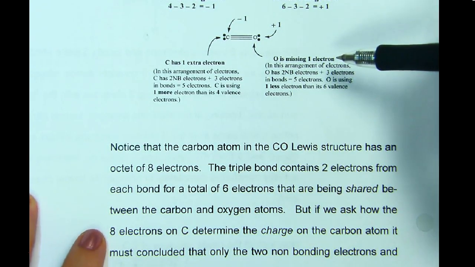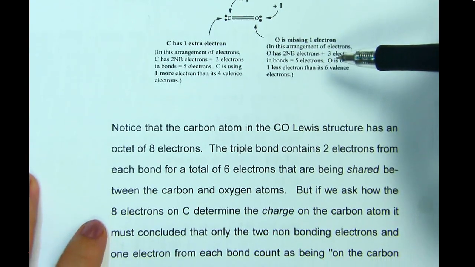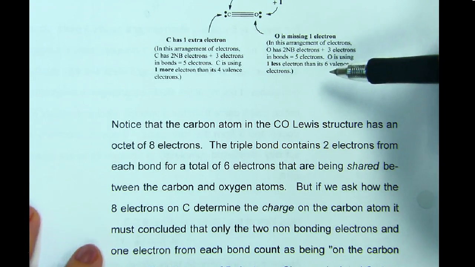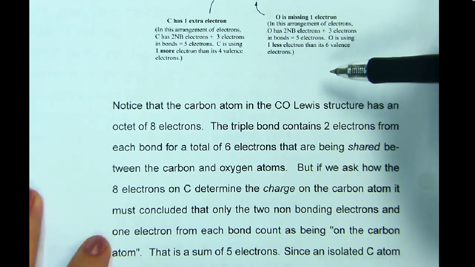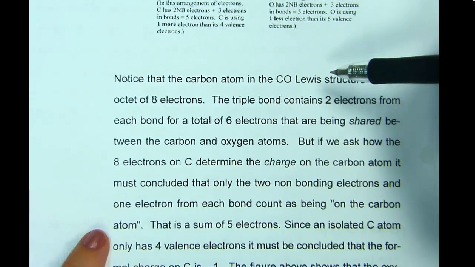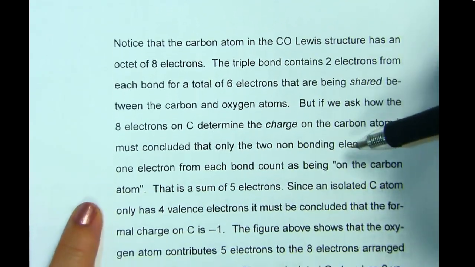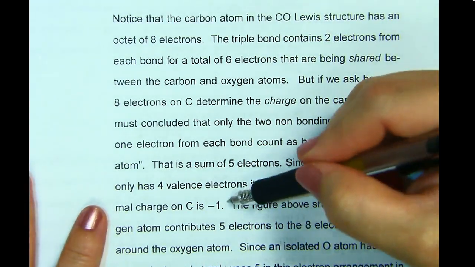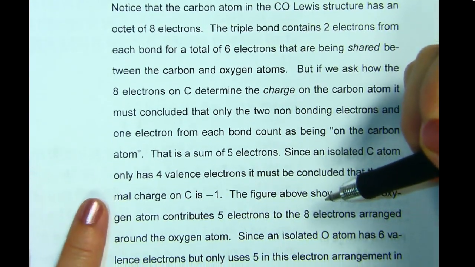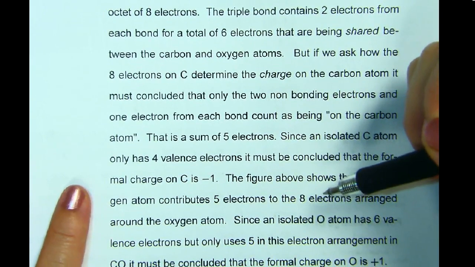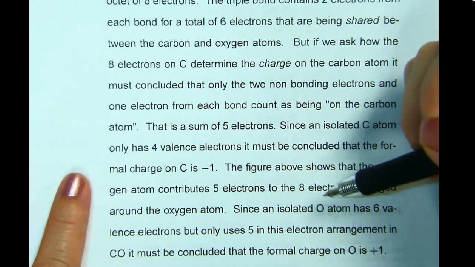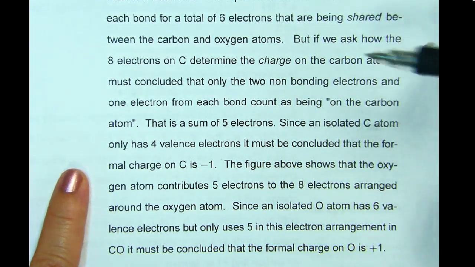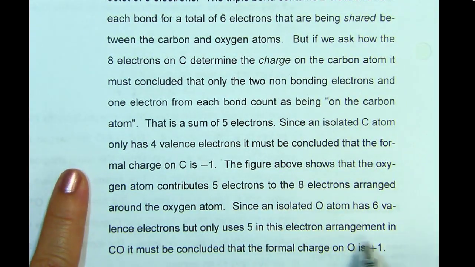But if we ask how the 8 electrons on carbon determine the charge on the carbon atom, it must be concluded that only the 2 non-bonding electrons and 1 electron from each bond count as being on the carbon atom. This is a sum of 5 electrons. Since an isolated carbon atom has only 4 valence electrons, the formal charge is 4 minus 5, which equals -1. The figure above shows that the oxygen atom contributes 5 electrons to the 8 electrons arranged around the oxygen. Since an isolated oxygen has 6 valence electrons, but it's only using 5 in its electron arrangement in the CO, the formal charge on oxygen is 6 minus 5, which is a +1.